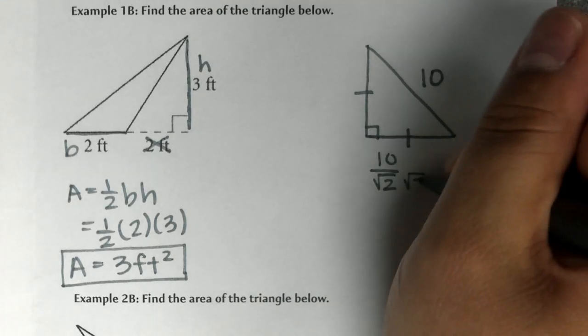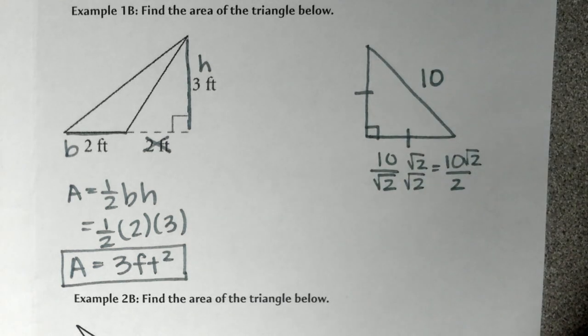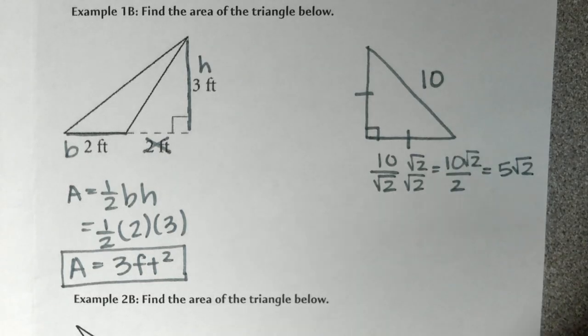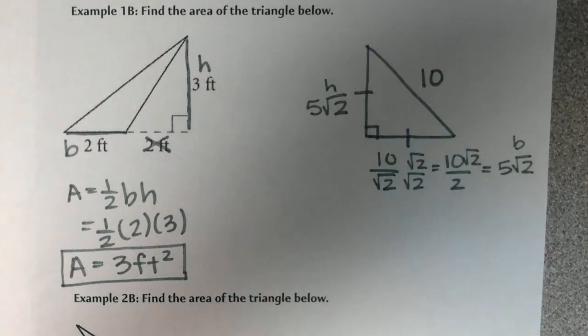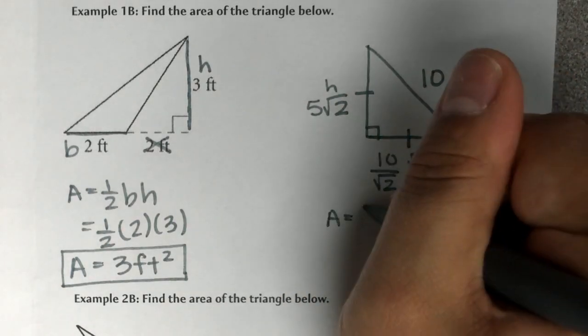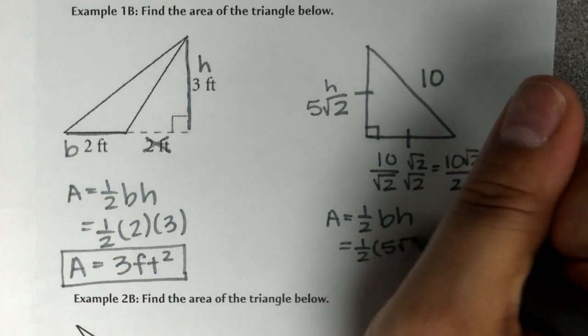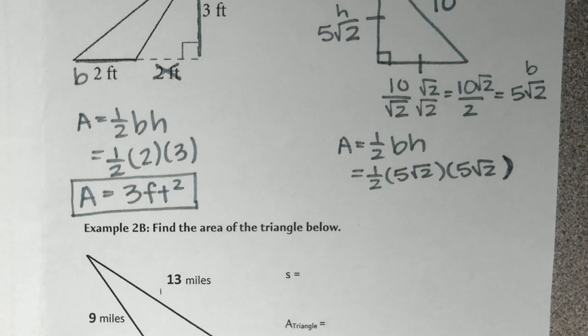And so if I rationalize, what do I get? Five root 2. So my base is 5 root 2. What's my height going to be? Same thing. Does that make sense? How do I find the area, though? Y'all, what is 5 root 2 times 5 root 2?